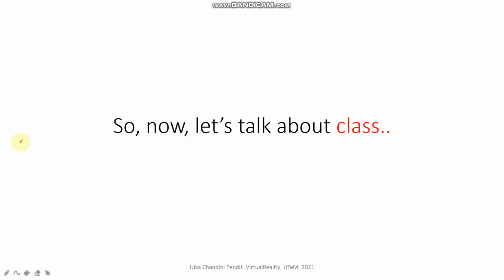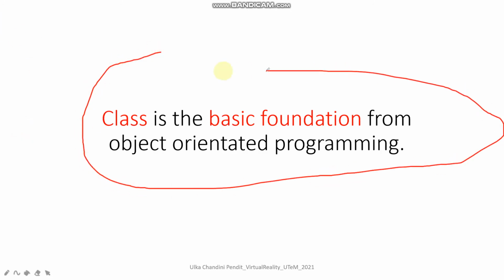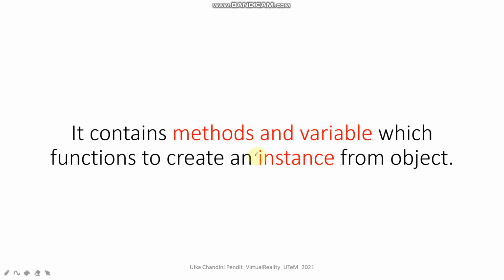So now I would like you to know about class. This is the basic thing in Unity, I mean in C# programming. Class is the basic foundation of OOP, right? It contains methods and variables which function to create an instance from the object. What is an instance anyway?